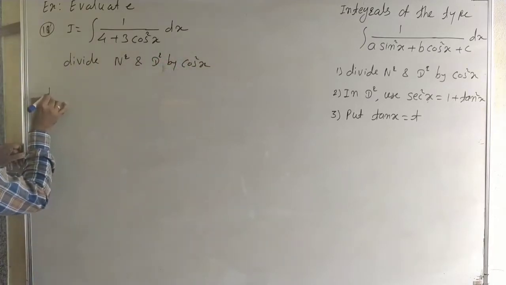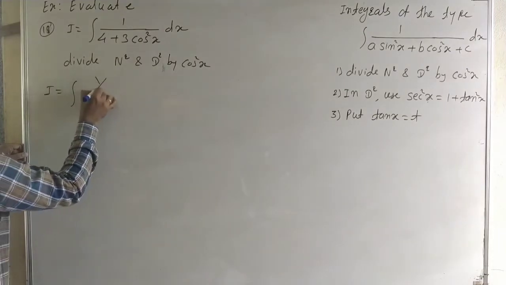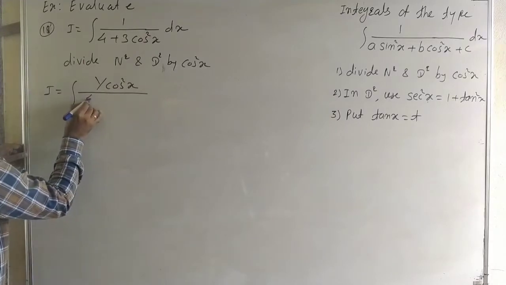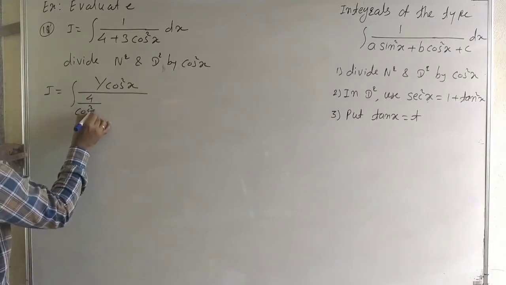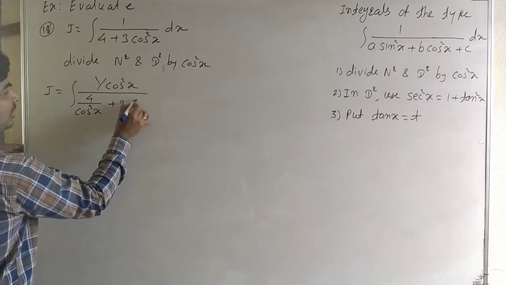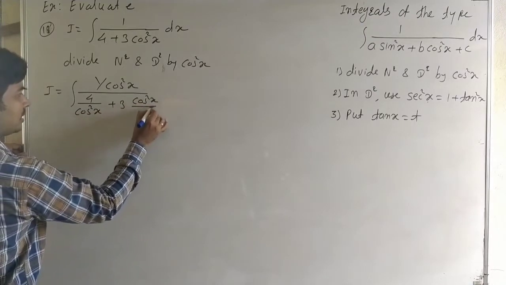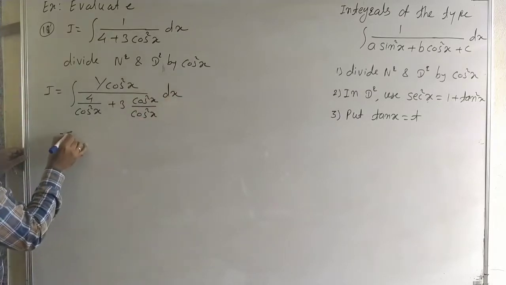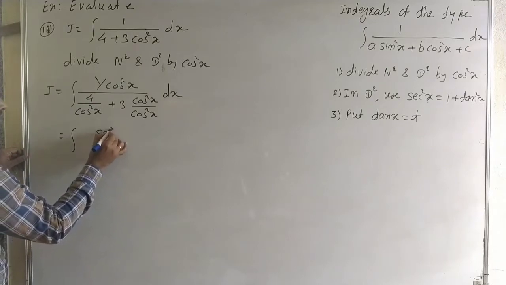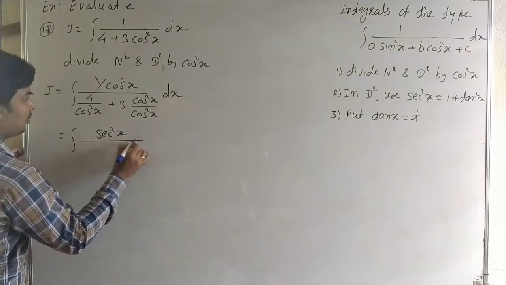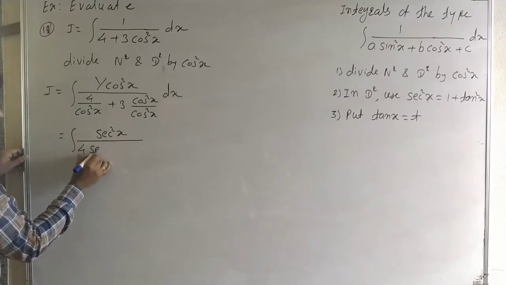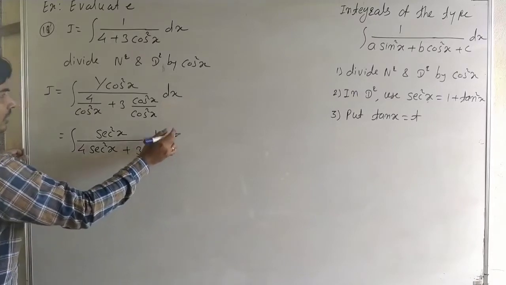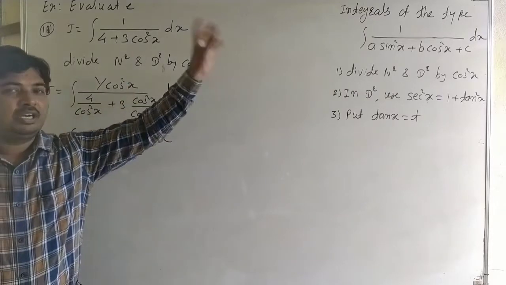Okay, see carefully. Therefore the integral becomes 1 upon cos square x upon 4 upon cos square x plus 3 into cos square x upon cos square x, dx. Then the integral of it is sec square x upon 4 sec square x plus 3 dx. Now, this is the first step, it is complete: divide numerator and denominator by cos square x.